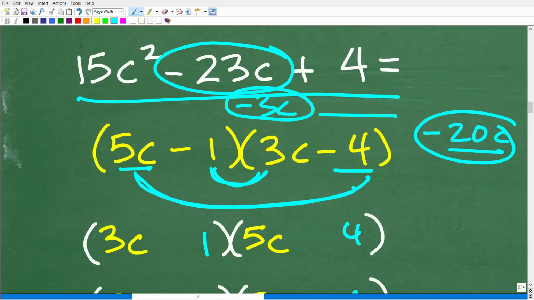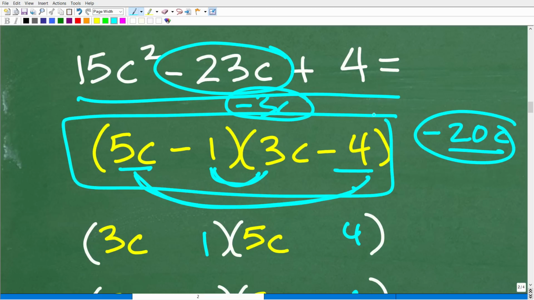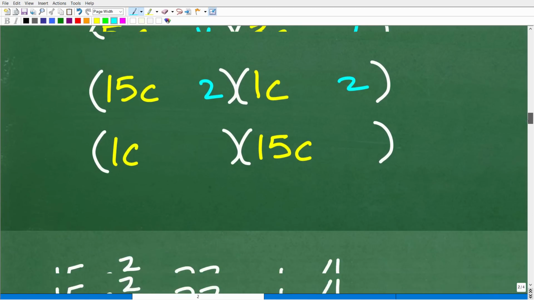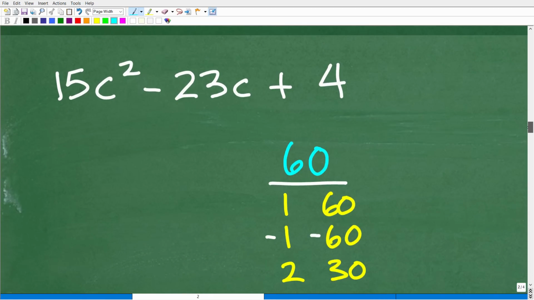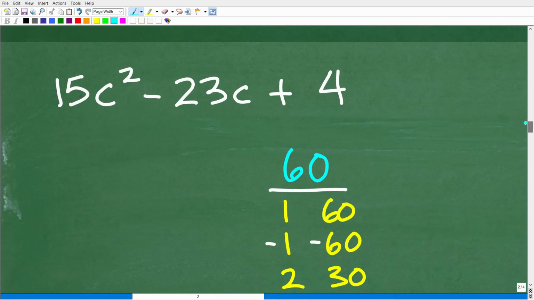So here again is the answer to this problem: 15c squared minus 23c plus 4. This is kind of like a problem within a problem. The factors of this are the following. I'm going to show you an unusual technique, but it's a great, fantastic procedure, and one I think you need to know. So here is how this goes. Here is our problem, our quadratic trinomial. Now we want to try to factor this, so again, we're looking for two binomials.